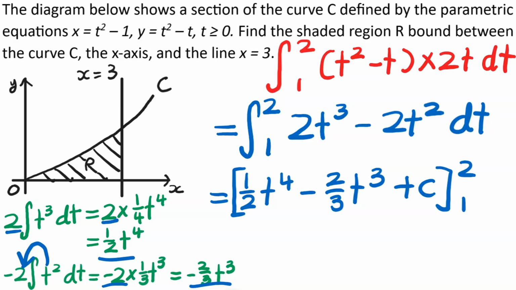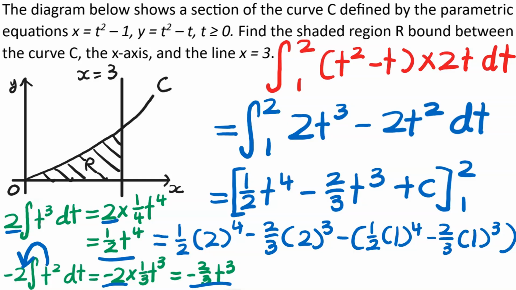So now we need to sub in the limits of 2 and 1, which is what I've done down here. And if you put this into a calculator, you get out a value of 17 over 6. So this here is the area of R. And that's how you do parametric integration. There's not really much more to it, so I'm just going to go straight into exam questions after this.